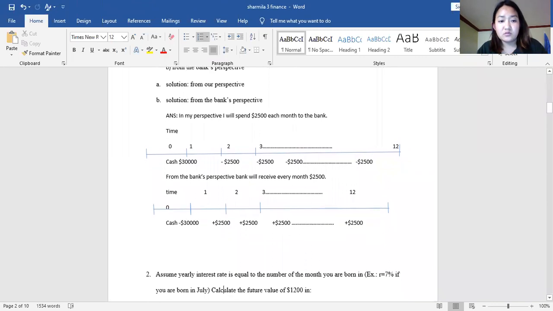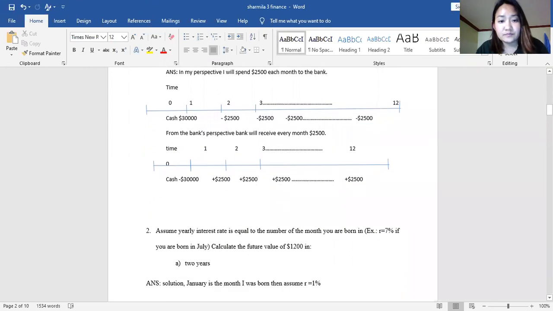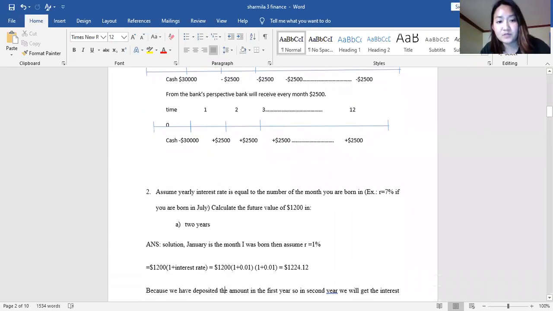So answer number 1, in my perspective, I'll spend $2,500 each month to the bank. So here's my timeline. I will be paying for the rest of the 12 months $2,500 in an installment basis, as you can see here.